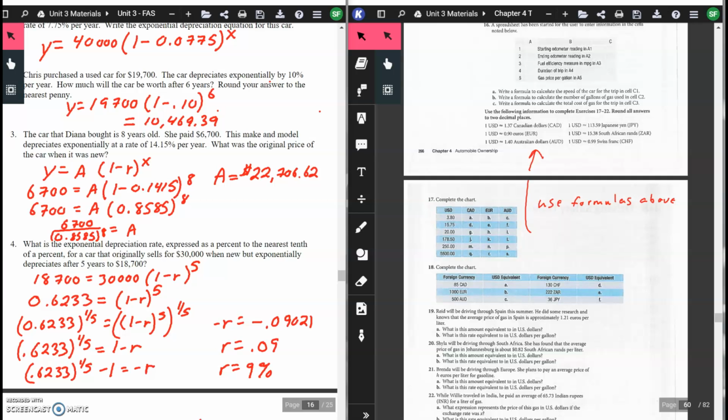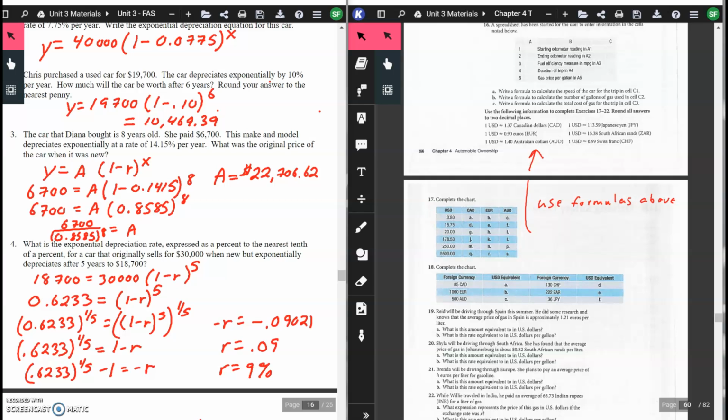Number 4. What is the exponential depreciation rate? So here we're going to solve for r. Express it as a percentage to the nearest tenth of a percent. For a car that was originally sold for $30,000, so that's your A value, when new, but exponentially depreciates after 5 years. 5 years is going to be your x value. And $18,700 is your current value. So the car was sold for $30,000, it's now worth $18,700 after 5 years. So we're solving for r.